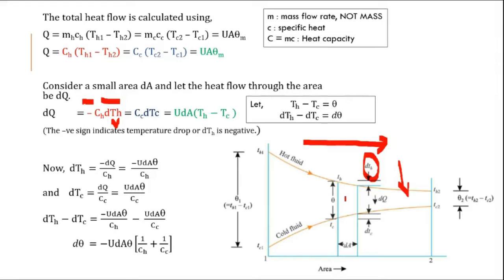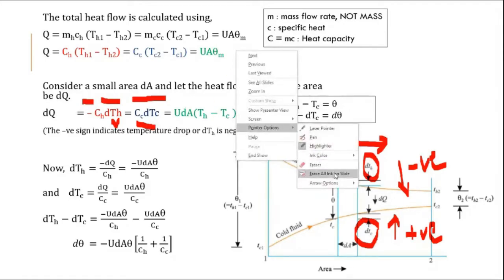Heat gained by the cold fluid will be given by C_c multiplied by the temperature change for the cold fluid. Temperature change for the cold fluid is equal to dT_c. So dQ is given by C_c multiplied by dT_c. Here, the temperature for the cold fluid is rising up, so this dT_c value will be positive. The earlier value was negative. So we are writing plus C_c dT_c. This whole thing is equal to the rate of heat convection.